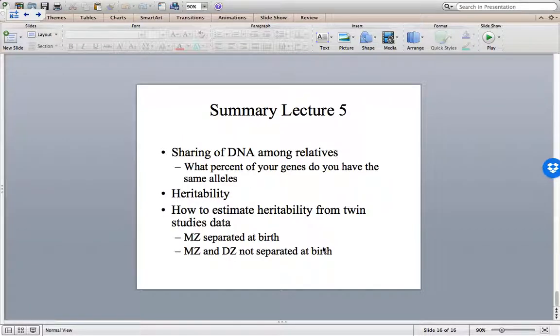In summary, in this lecture we learned what it means to share a certain percentage of DNA and how much DNA close relatives share. It means what percent of your genes have the same alleles. We went over the concept and definition of heritability, which is the genotypic variance over the phenotypic variance, and that captures the idea of how much of a complex trait is due to one's genes. Finally, we showed how 2 different types of twin studies can be used to estimate the heritability of a trait.